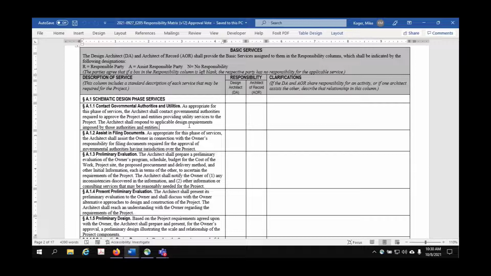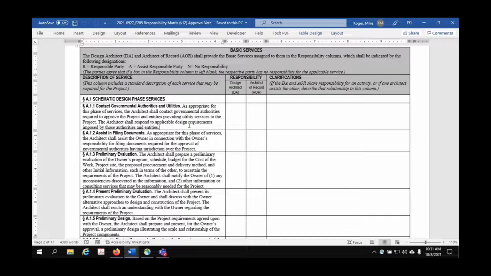The idea is, if you're an owner using the E205 to define the scope of services of your two architects, you'd be pretty confident that so long as someone is designated as responsible for each of these tasks in the left-hand column, you're effectively getting the same services you would get if you had hired one architect to do the entire project. So that's at least one way we've thought to help safeguard against scope gaps or things that would be missing that you might otherwise have gotten if you had just hired one architect.